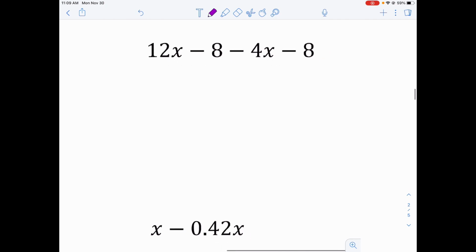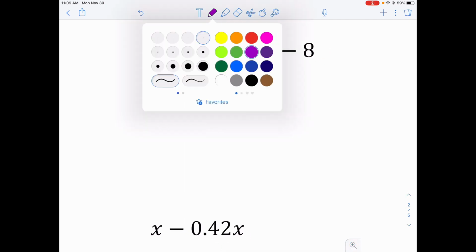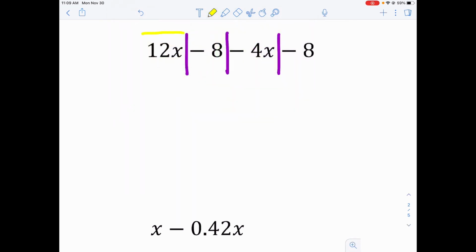For my next one, split it into its terms. Identify like terms. So 12x is going to get a box. Negative 8 does not get a box. Negative 4x gets a box. They have the same variable. Those variables have the same exponents. And then I have another negative 8 that also does not get a box.